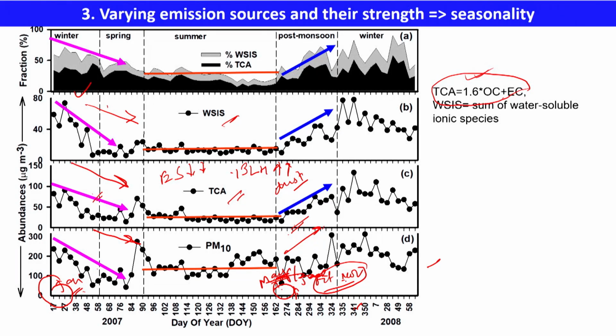So, you see that at the start of October, the TCA, TCH actually means the unburnt hydrocarbons and incomplete combustion of fuels. This will give carbonaceous aerosols, which is increasing here, and then the water soluble ionic species is also increasing. So, you can see this very clearly from these two pictures.